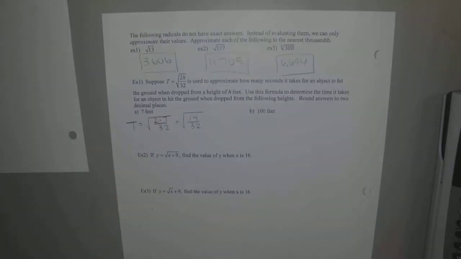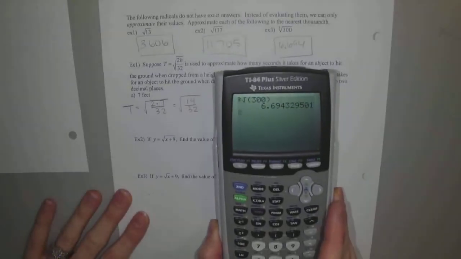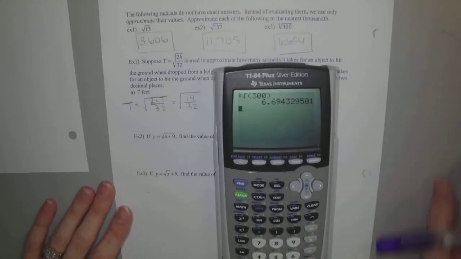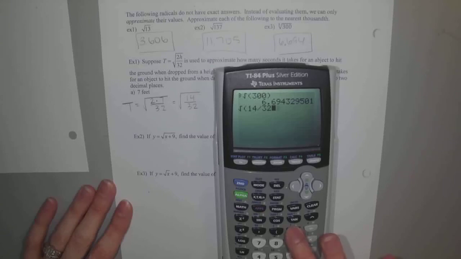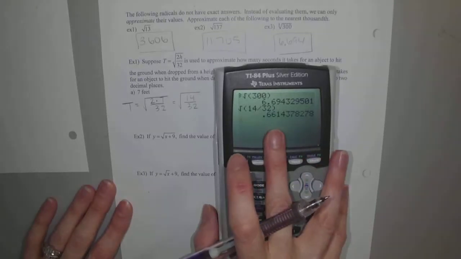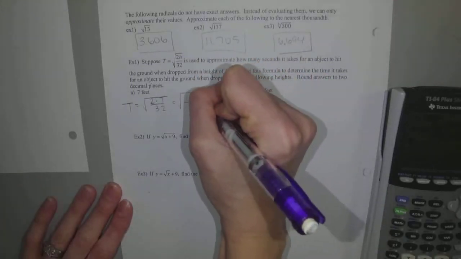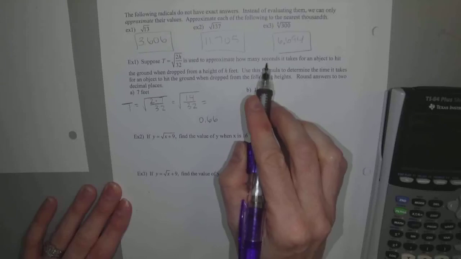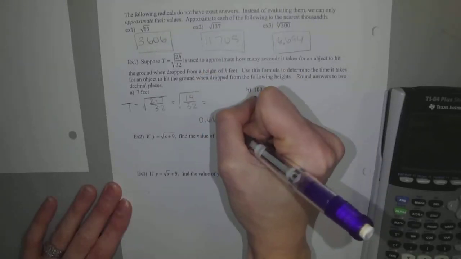Do you have to reduce that? No. Since it's not a perfect square, just throw it in your calculator. So on your calculator or your cell phone, you can even type 14 divided by 32, hit enter, and then take the square root of it. So we need to round to 2 decimals. It'll be 0.66. And then since it's representing time, we have a unit, which is seconds.